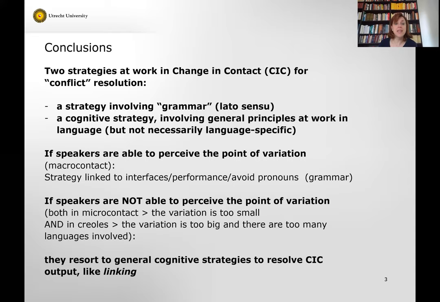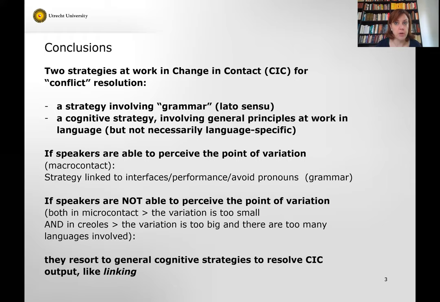And the strategy that we think we could identify is mainly linking. Change is driven by linking of the various parts of grammar, either to what's been expressed before or to the reality around the speaker.